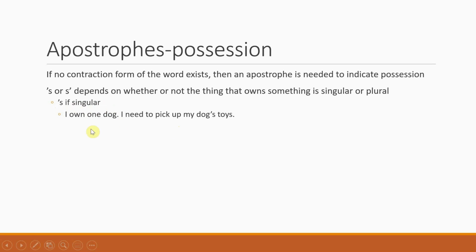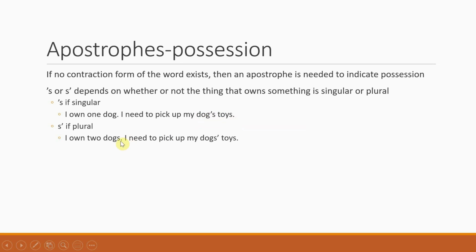So here's an example. In this case, I own one dog. So the sentence would be, I need to pick up my dog's toys. In this case, there's only one dog that's owning the toys, so it's going to be apostrophe S. Notice, toys is plural. That doesn't matter. All that matters is how many dogs am I talking about. If it's one, it's apostrophe S.